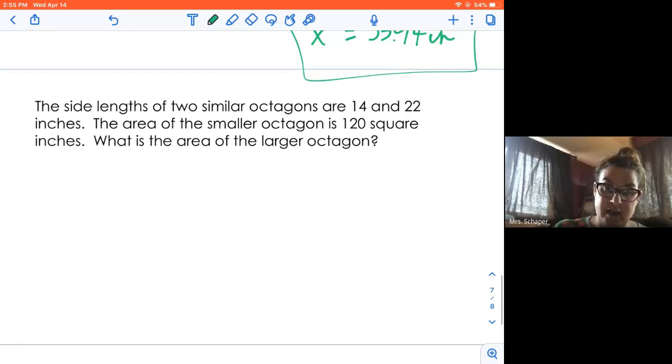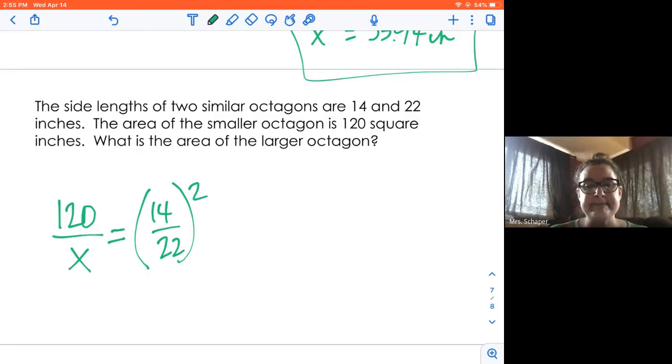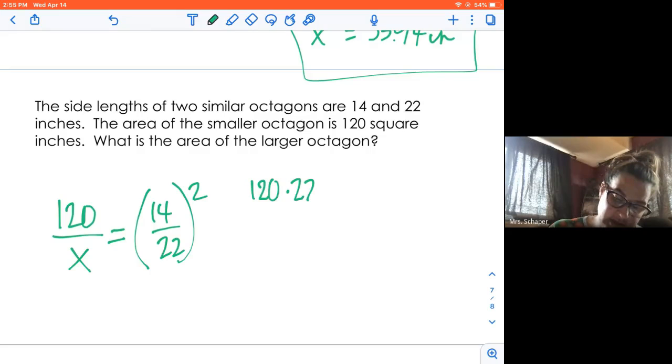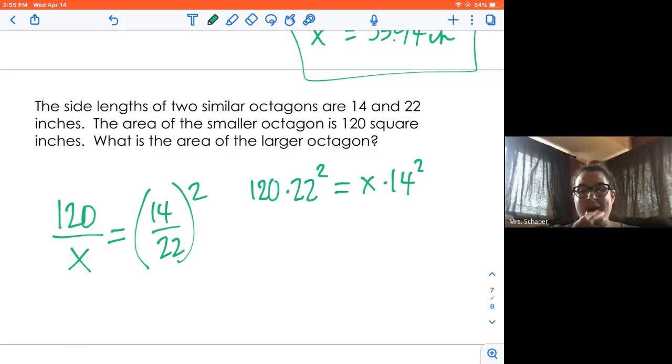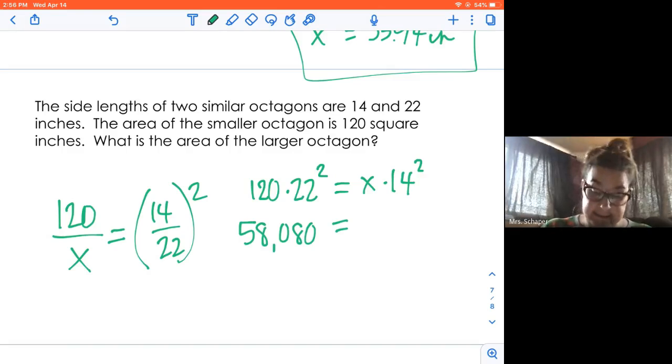Okay. So the area of the smaller is 120. The area of the larger, we don't know. And that's equal to 14 over 22 squared. All right. So 120 times 22 squared is equal to x times 14 squared. So 120 times 22 times 22 is 58,080 is equal to 14 squared, which is 196.